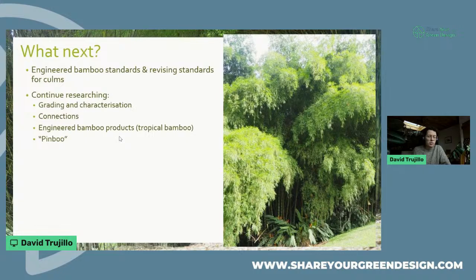We need to look at engineered bamboo products in more detail, particularly engineered bamboo products made with tropical bamboo. Most of the research that's been done with engineered bamboo products has been done in China, particularly for one species of bamboo. And so we need to know if the characteristics that they've found are transferable to tropical bamboos, which seem to be stronger and stiffer. And this other material I've shown you earlier that I mentioned, Pimbu, which I find fascinating.